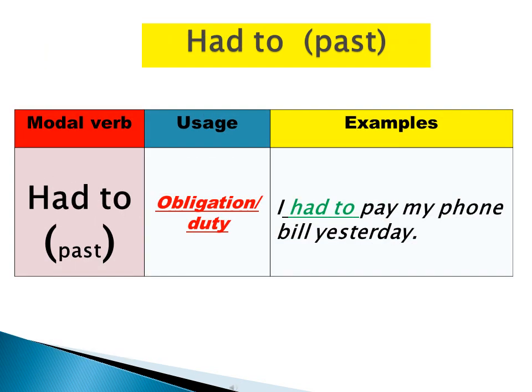So as I said before, we said must or have to. الباست ديال must ولا have to هو had to. Okay, so if you want to express obligation in the past, you should use had to. So example, I had to pay my phone bill yesterday. Okay, كان واجب عليا باش نخلص فاتورة هاتفي بالأمس. So here it's obligation or duty, but it is in the past, في الماضي.